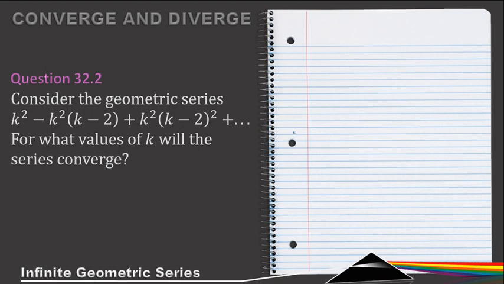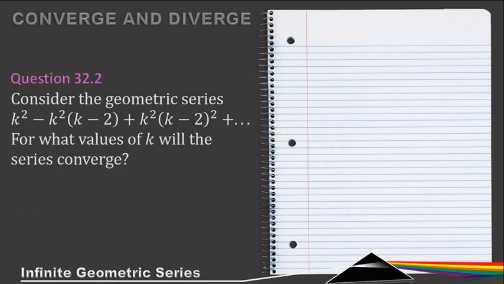Consider the geometric series k squared minus k squared times (k minus 2) plus k squared times (k minus 2) squared. For what values of k will the series converge? Now, be careful with the signs in this one, because there's actually a lot going on. You could miss this. This one is a positive, that's a negative, that's a positive. So your r value in this case will actually be a negative value.